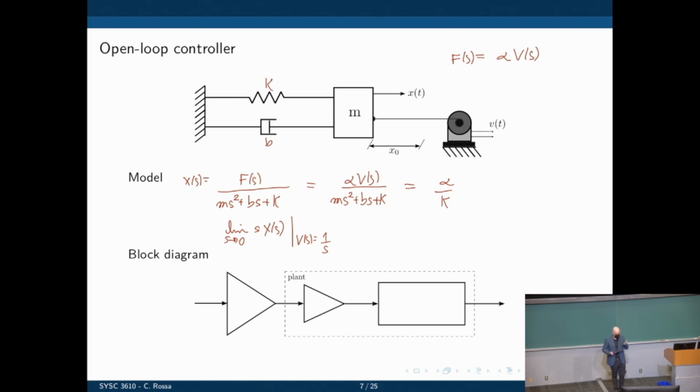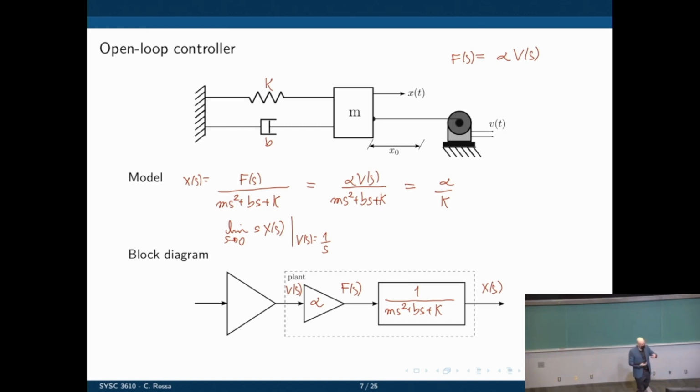That's the first indication. Now let's write our system here in the block diagram format. We have ms squared plus bs plus k. Here we have the parameter alpha. So we give this a voltage. The voltage multiplied by alpha gives a force. And the force outputs then the position. What is in this dashed line here is the plant. We have no control over it.